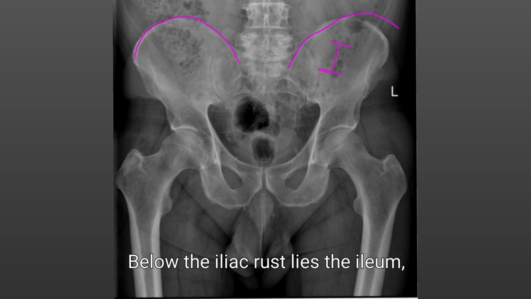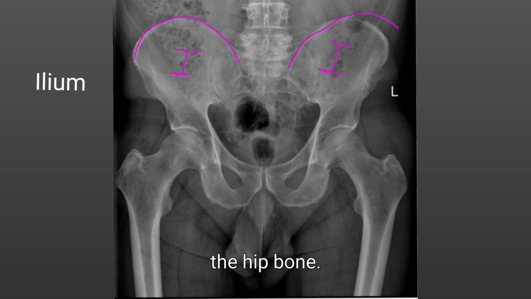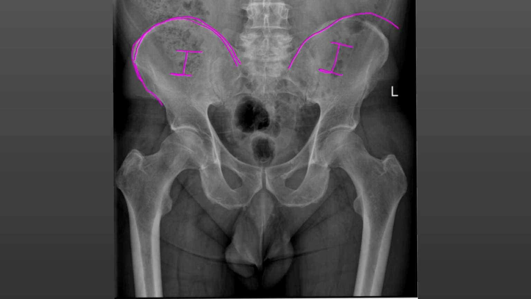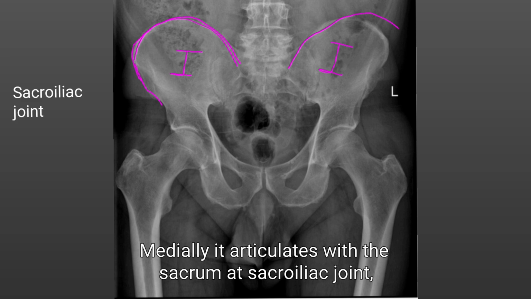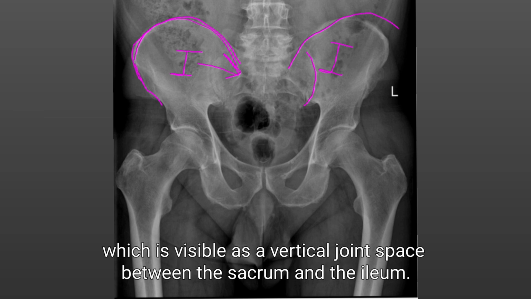Below the iliac crest lies the ilium, which is the largest and superior component of the hip bone. The ilium forms a broad iliac wing and contributes to the lateral wall of the pelvis. Medially, it articulates with the sacrum at the sacroiliac joint, which is visible as a vertical joint space between the sacrum and the ilium.